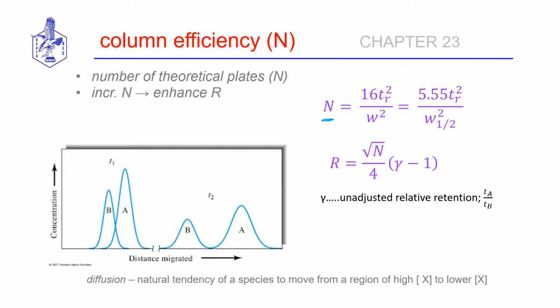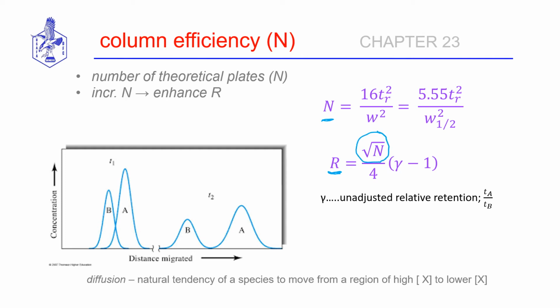of that peak. So the important thing to remember is that to have a good resolution, we want to maximize the number of theoretical plates. As we increase n, we enhance the resolution. This is mathematically expressed in the equation below. So resolution is actually proportional to the square root of the number of theoretical plates.